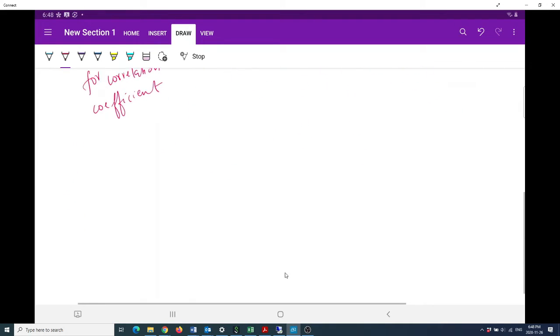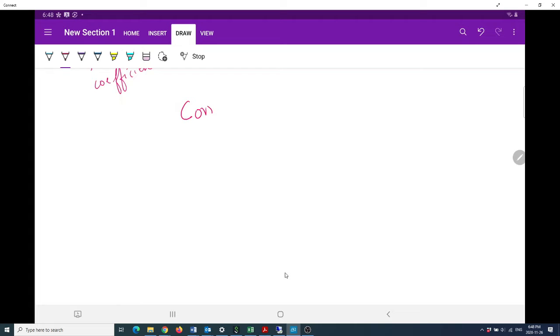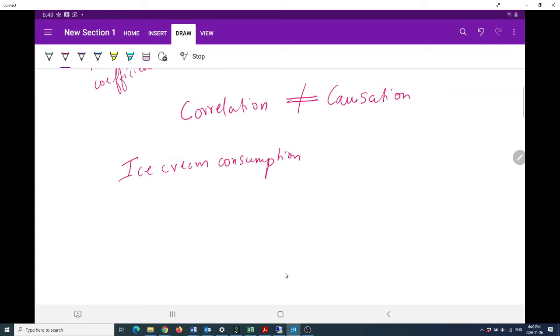You must have heard this term. If you have not, correlation is not equal to causation. There are a lot of relationships which are actually spurious. Someone noticed at one point that ice cream consumption is highly correlated with drownings at sea or lake.